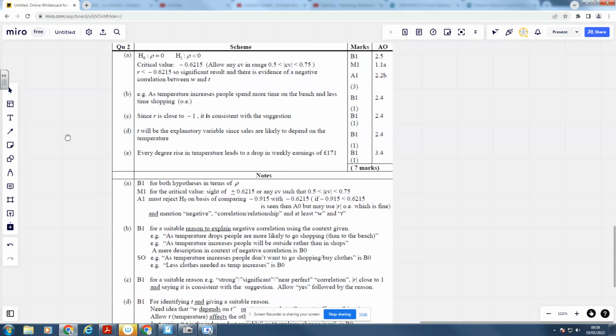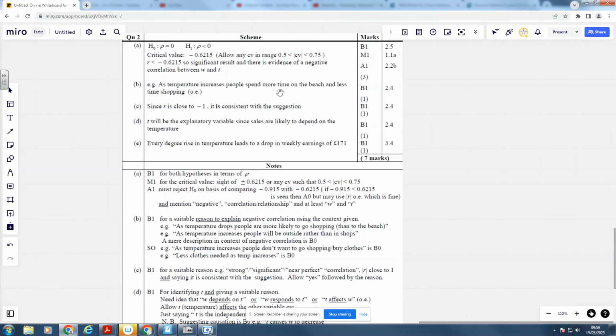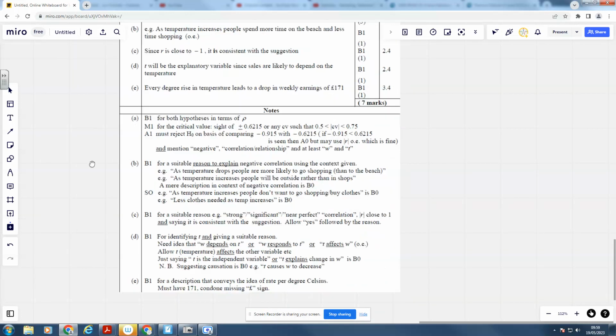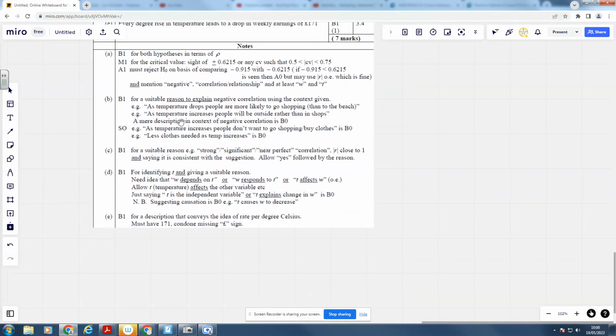So this was fine, obviously. As temperature increases, people spend more time on the beach and less time shopping, or equivalent. Now, if you look here, any suitable reason to explain it. As temperature drops, people are more likely to go shopping. They've done it the other way around. As temperature increases, people would rather be outside. A mere description in context of negative correlation is B0.